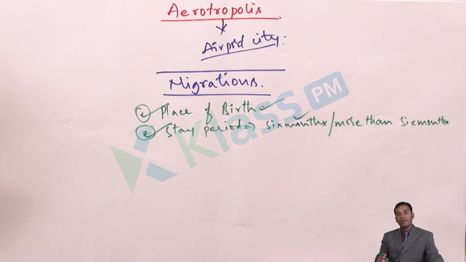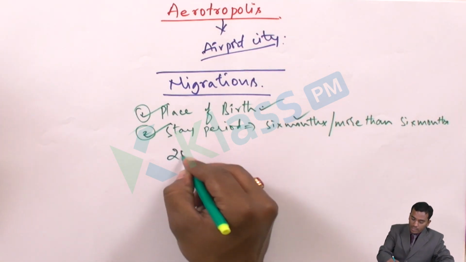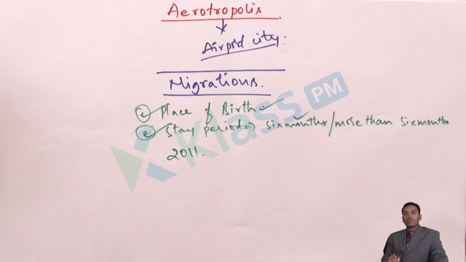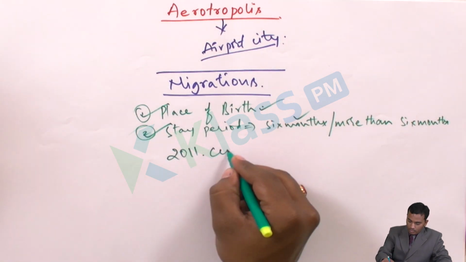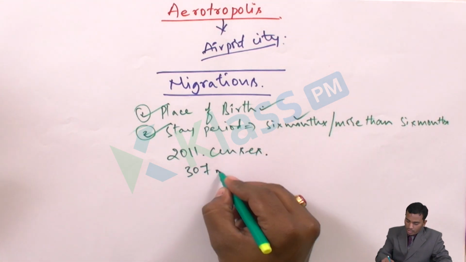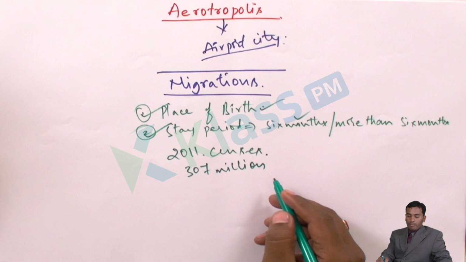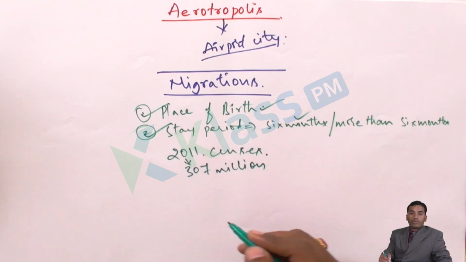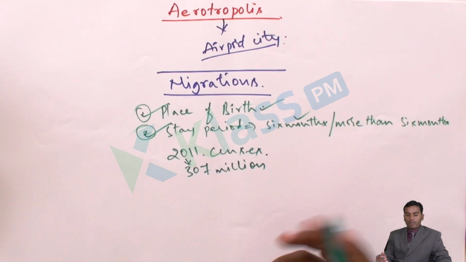We consider these 2 factors for classifying people into migrants, or the migration patterns, what we call. So in India, according to the 2011 census, 307 million people have migrated from one place to another place in the year 2011.